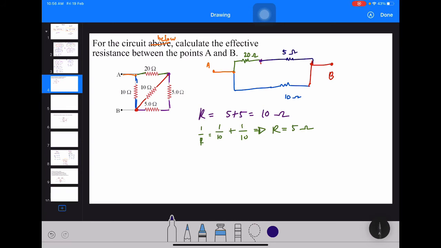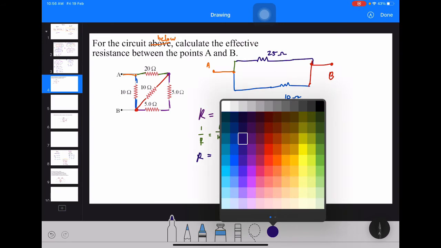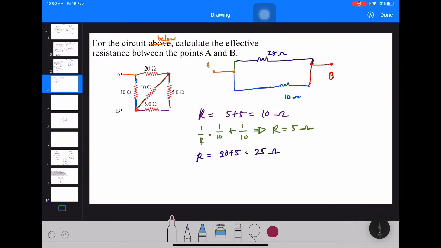Okay, 5. Okay, so the 5 and 20 you can combine straight away, becomes 25. Once you combine those two, then you can combine the last one.